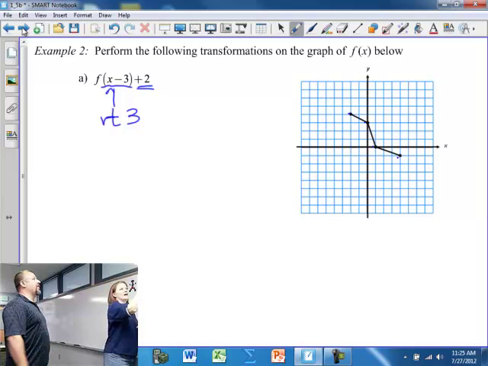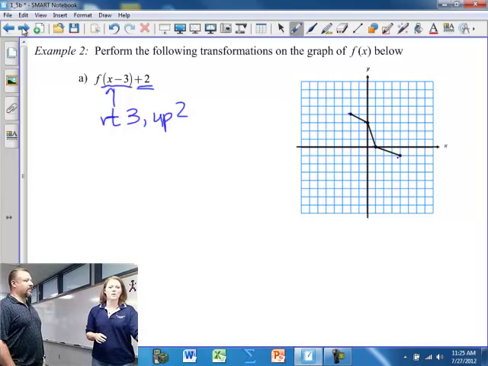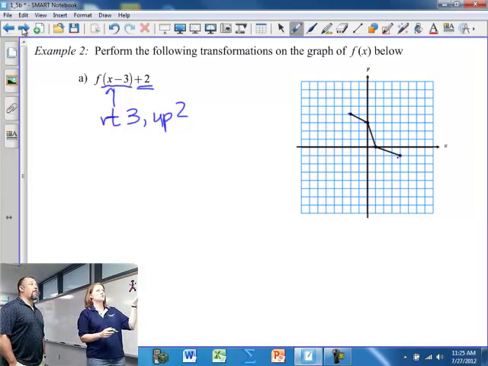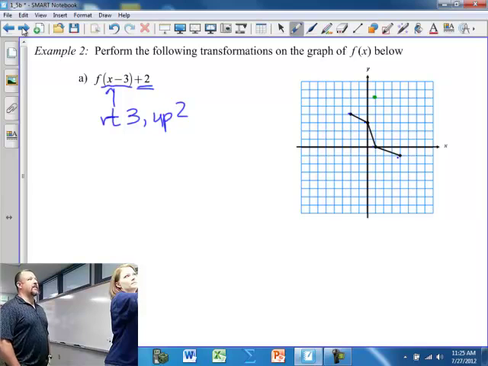And the plus 2 is going to go up 2. Okay. So for this one, there's nothing fancy, and really the point coordinate notation is a little bit more than you need. If you recognize that the picture is going to go right 3 and up 2, just take every dot and go right 3, up 2. But the key is you've got to do it for every point that's important, right?